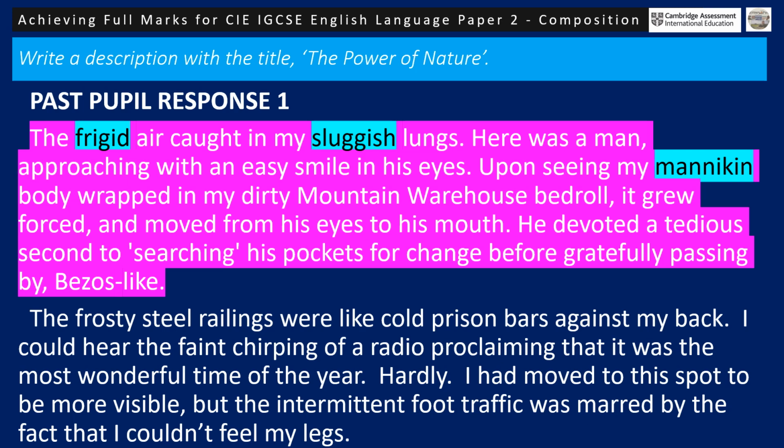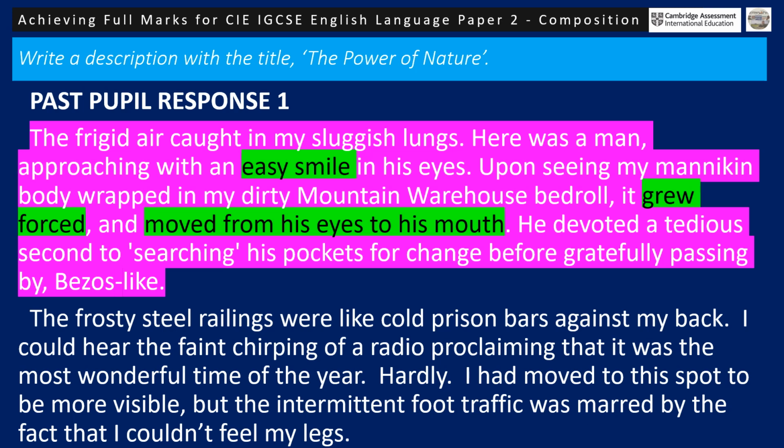Well, we clearly now have some more complex vocabulary: frigid, sluggish, and mannequin. My mannequin body is quite an interesting metaphor, suggesting that the narrator's state of homelessness has effectively resulted in him becoming dehumanized. Rather than human flesh and blood, the narrator feels as though he is viewed as a mere fiberglass replica, something without feeling, something that doesn't really matter.